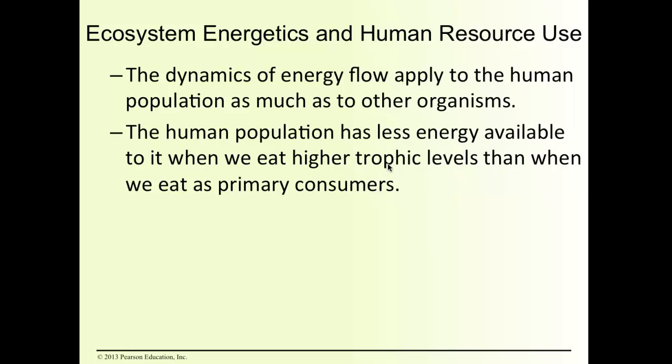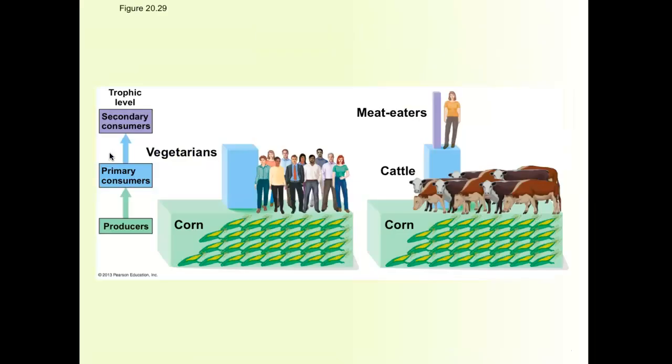All right, so our last topic here. Before moving on, the ecosystem, energetics, and human resource use. So of course, we are part of a food web and food chain. The dynamics of energy flow apply to the human population as much as they do to other organisms. The human population has less energy available to it when we eat higher trophic levels than when we eat as primary consumers. So let's take a look at this graph here.